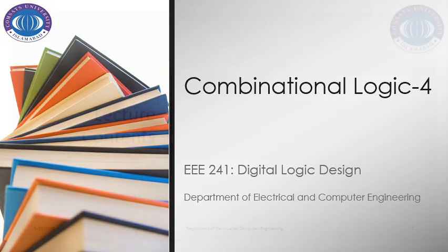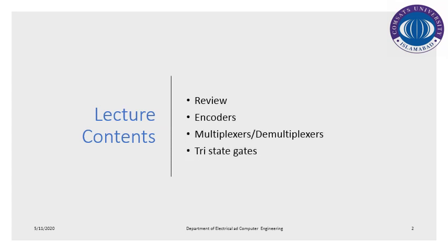So let us first see the content in today's class. First of all, we will review the previous class: what we have learned and the examples of combinational logic design we discussed. Then we will discuss examples for the encoder circuits, how they work, and what their functionality is. After that, we'll switch to multiplexers and demultiplexers, which are basically data selectors and data distributors, and we'll see how some combinational logic functions can also be implemented using multiplexers only. At the end of the session, we will be discussing the tri-state gates.